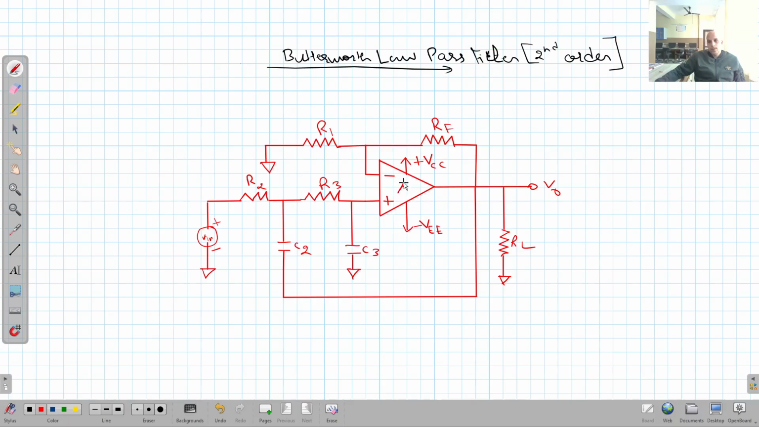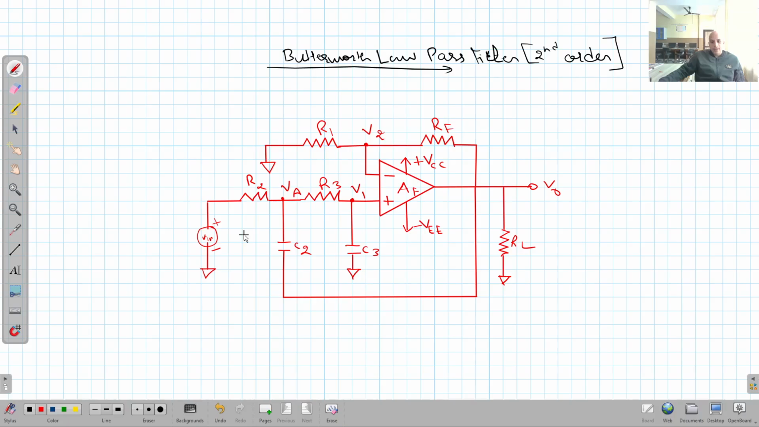AF is the gain of this basic amplifier. Let this node be node 2 and the voltage at it is V2. This node is node 1 and the voltage at this node is V1. This node is node A and the voltage appearing at this node is voltage VA, right?